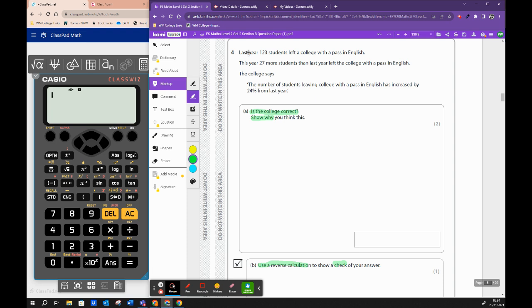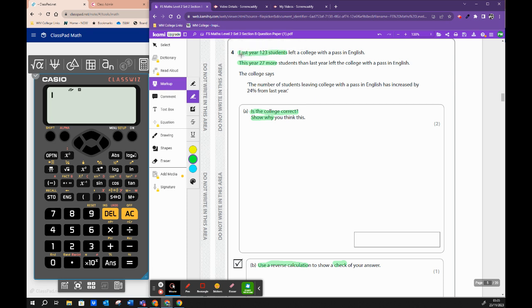So last year, 123 students left a college with a pass in English. This year, 27 more than last year left the college with a pass in English. So we can see the structure here. Okay, so we don't really need to worry too much about that. That's just what it's about.